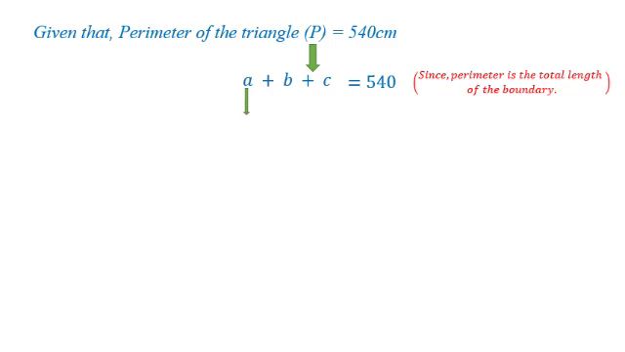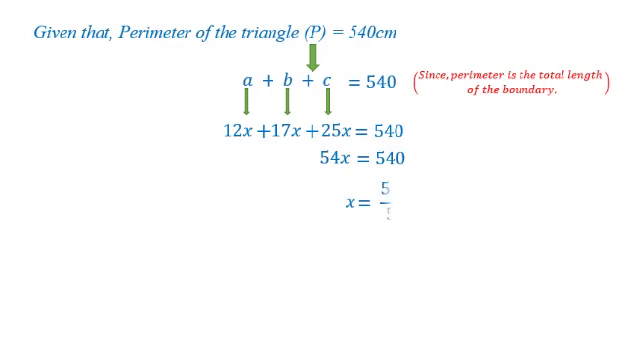Now let us put the value of a, which is 12x, plus the value of b, which is 17x, and next the value of c, which is 25x. Now the sum of these three must equal 540. When we add these three numbers 12, 17, and 25, this will give us 54x, which must equal 540. Next, x will be equal to 540 divided by 54.